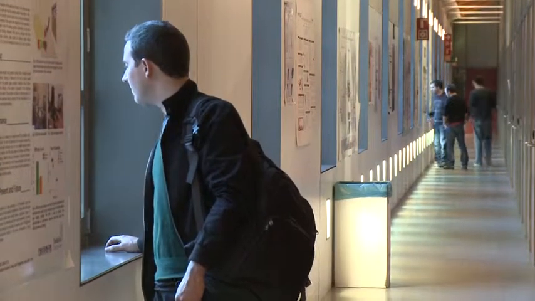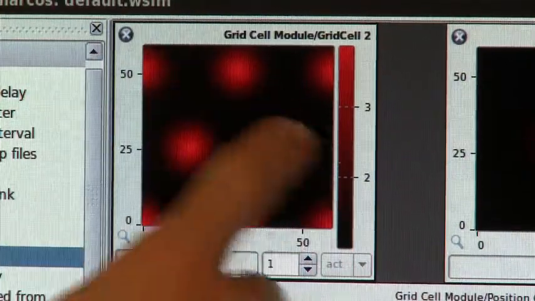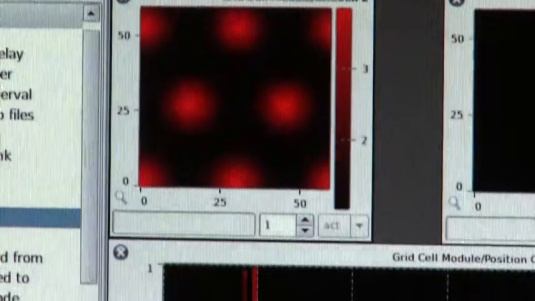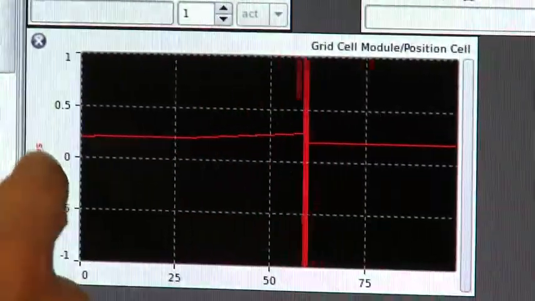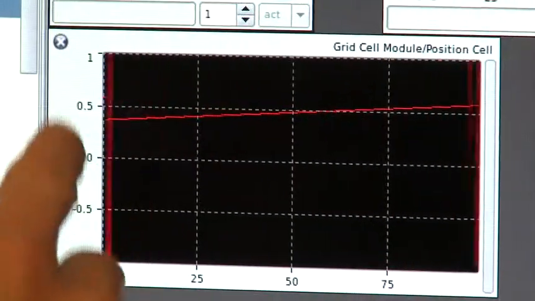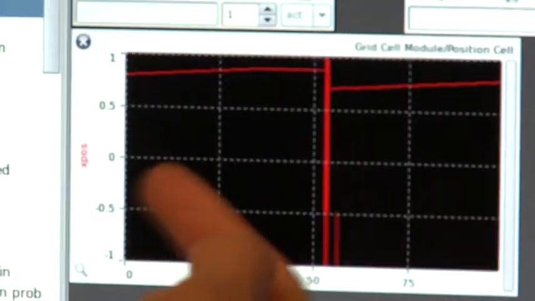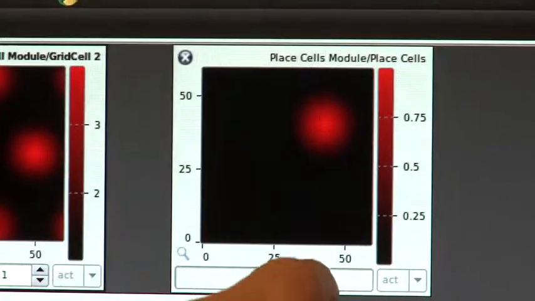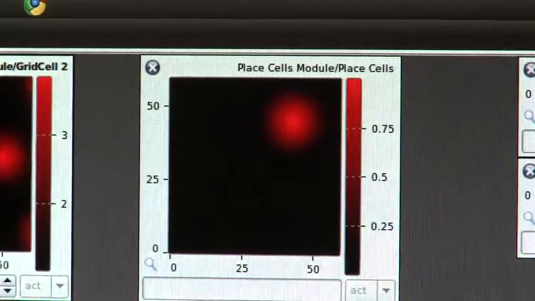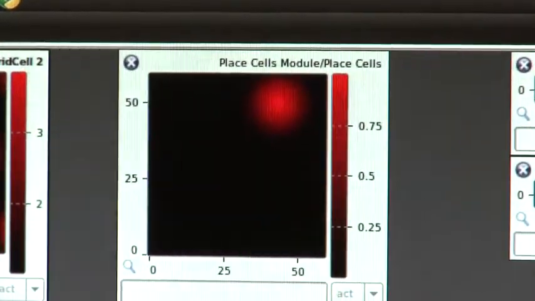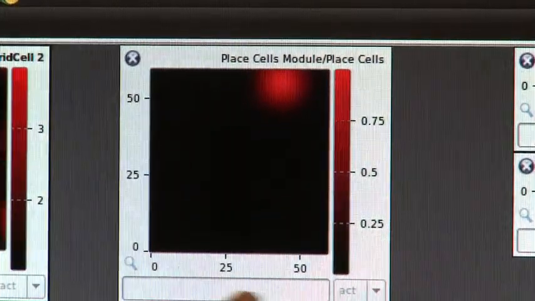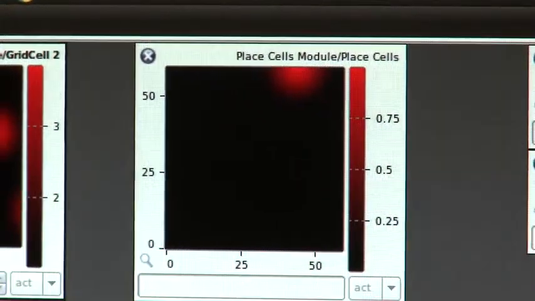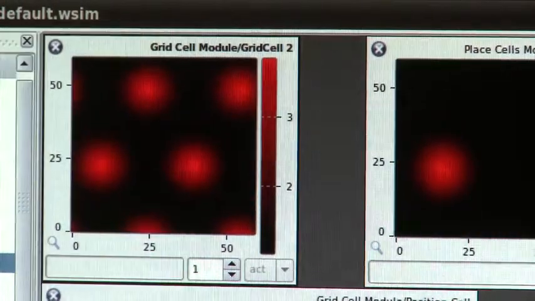Here we have an example of the representation of grid cells. And here we have a readout of the head direction cell. So it directly gives us the orientation of the robot along time. And here we have a topological representation of place cells. So in this case, it directly gives us the position of the robot in the environment.